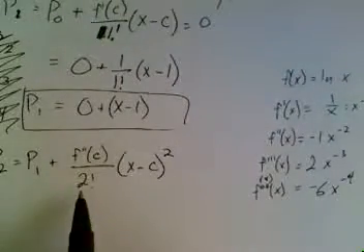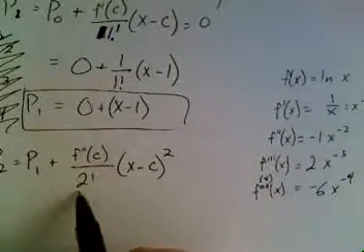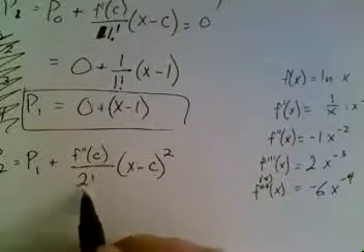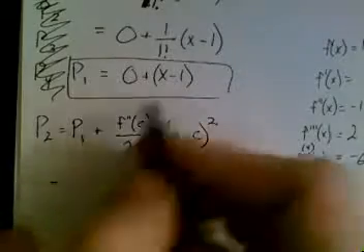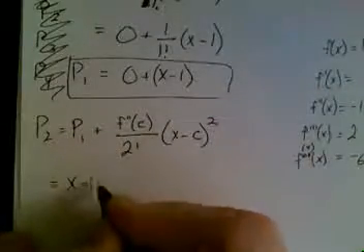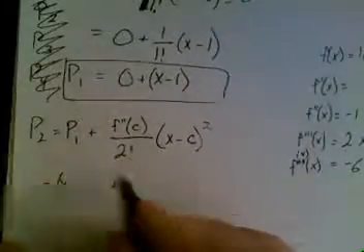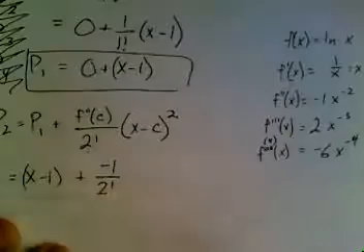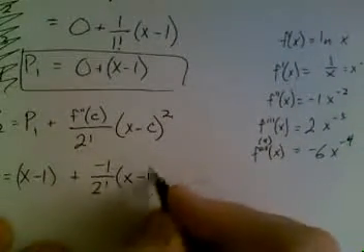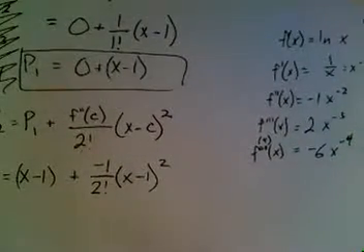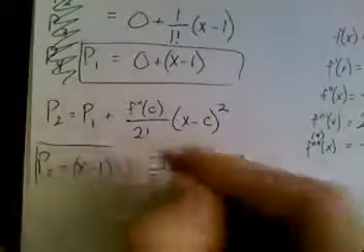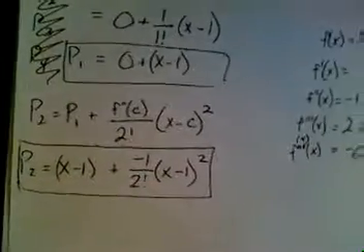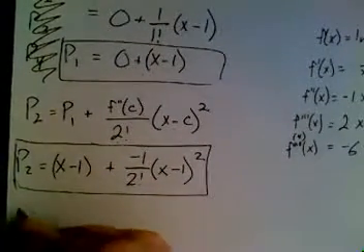Everything, derivative, factorial and power, all change from 1 to 2's. So this is equal to x minus 1, plus the second derivative way over here is negative 1. So it's negative 1 divided by 2 factorial times x minus 1 to the power of 2. Again, just changing the c to be a 1. Hey, look, I'm done with the second degree Taylor polynomial.